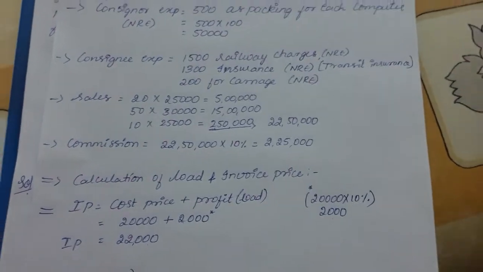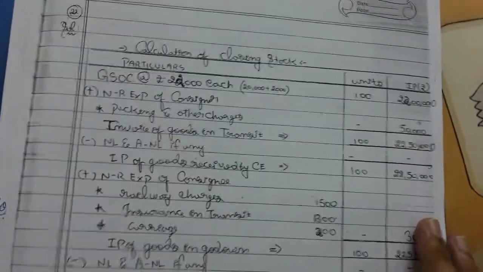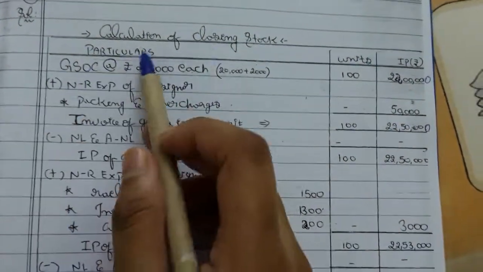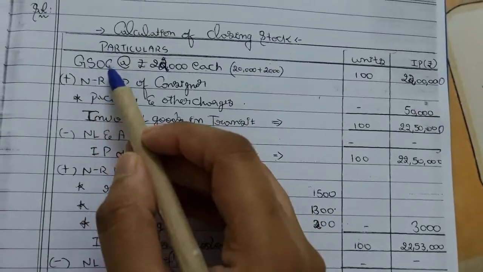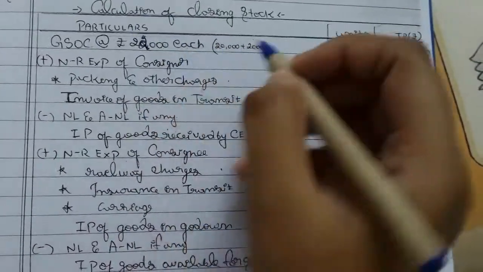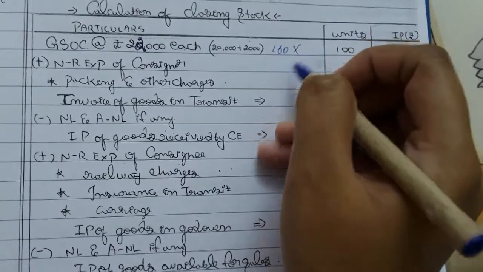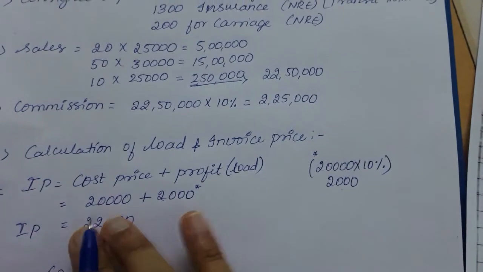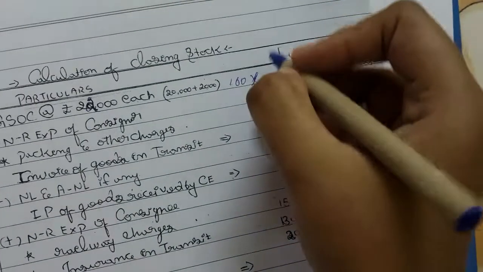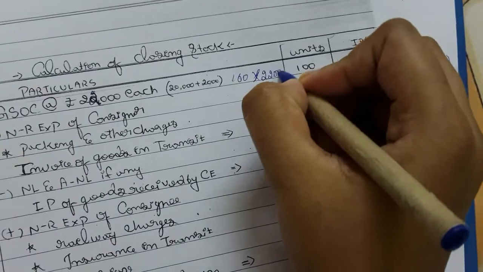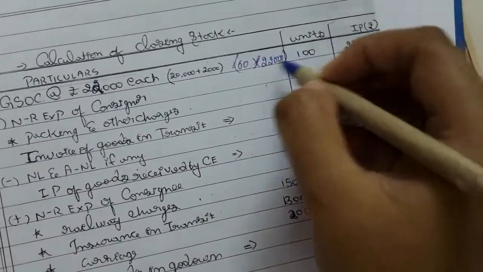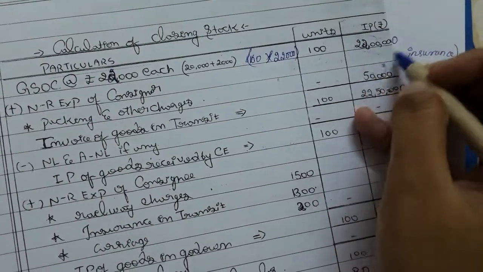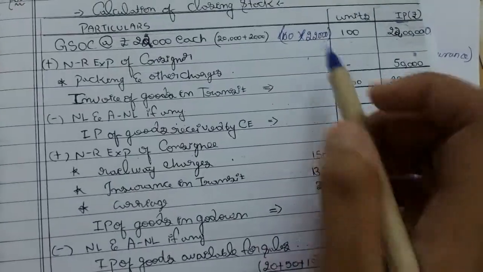So next, what you are supposed to calculate is the closing stock. So what will we be entering here? First is the calculation of the value of closing stock. Goods sent on consignment: how many goods have been sent? 100 computers multiplied by the invoice price. We have calculated the invoice price, that is 22,000. So that is 100 into 22,000, that will be 22 lakh is the invoice price. Hope you have understood this.